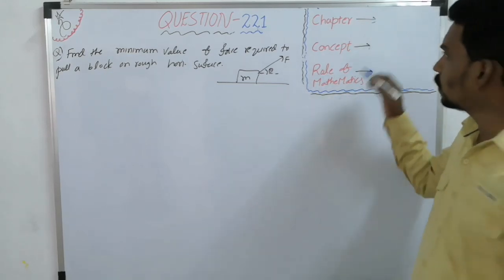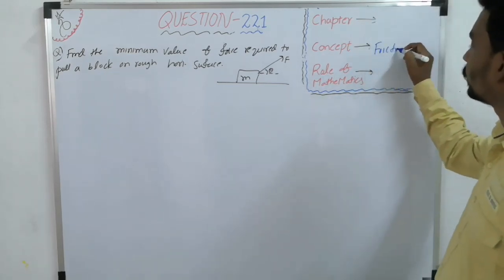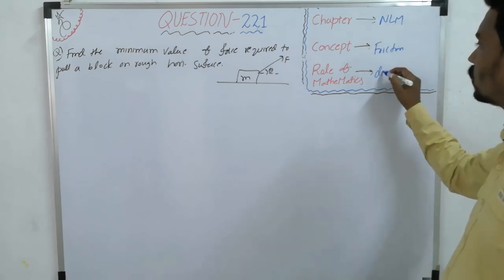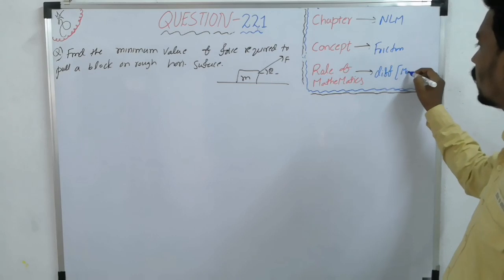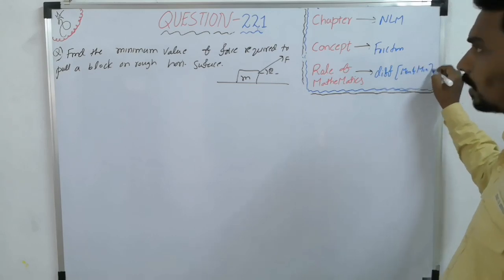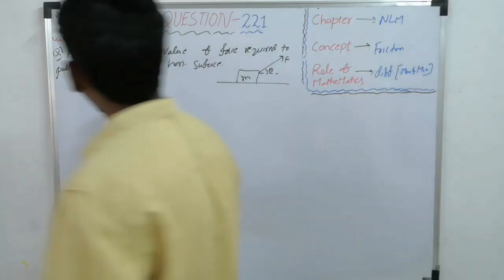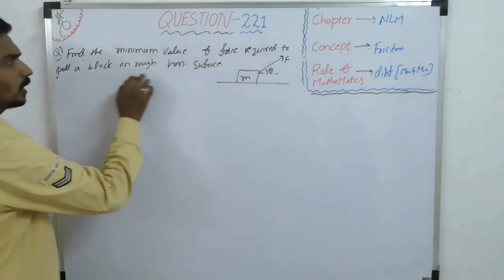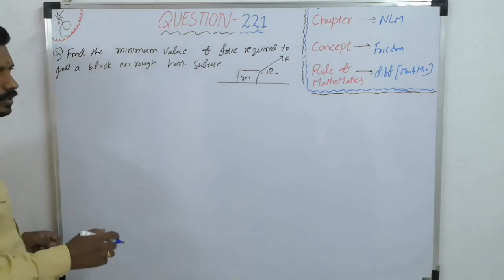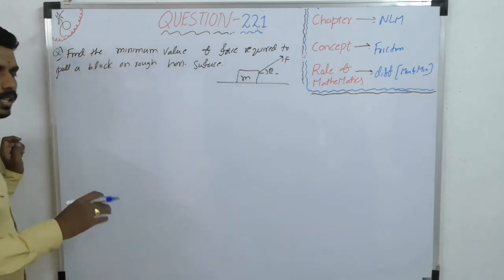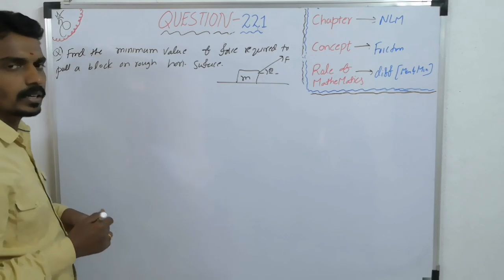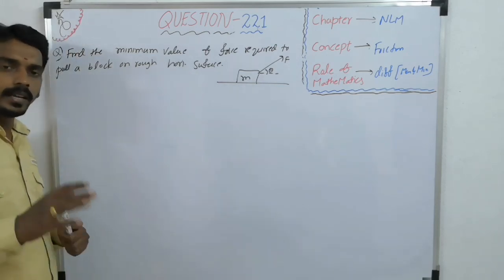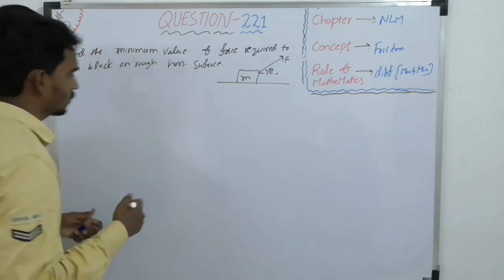Everyone, let us take one question related to friction from laws of motion, where you will use differentiation conditions like maxima and minima. The question is: find the minimum value of force required to pull a block on a rough horizontal surface. We have already studied that pulling is easier than pushing, so obviously in the case of pulling, the force is less.